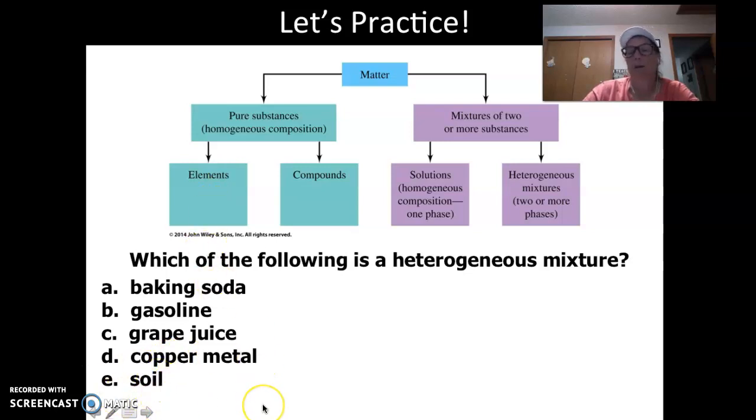So it's got to be soil. If you look at a handful of soil, you can see rocks in there, you might see bugs in there, you might see dark parts, you might see some sand, there's all kinds of different things in soil. So we know that that's the heterogeneous mixture.